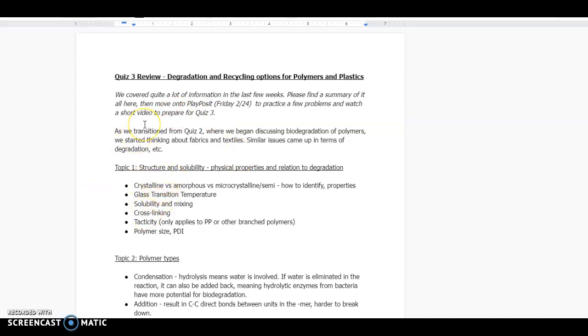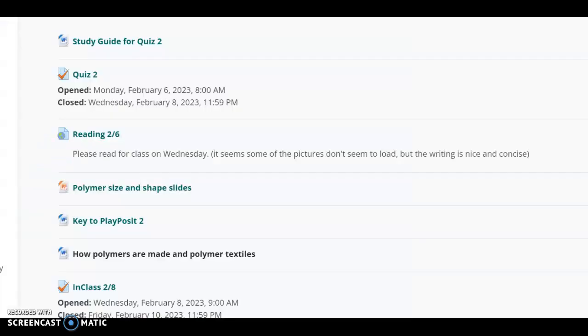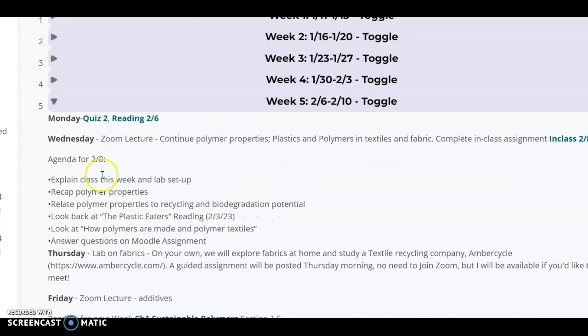If you check out this document on Moodle, there's this quiz review, which is mostly about degradation and recycling options for polymers and plastics. We really started our transition from biodegradation options into the properties and really relating those two. So we're really starting at week 5.